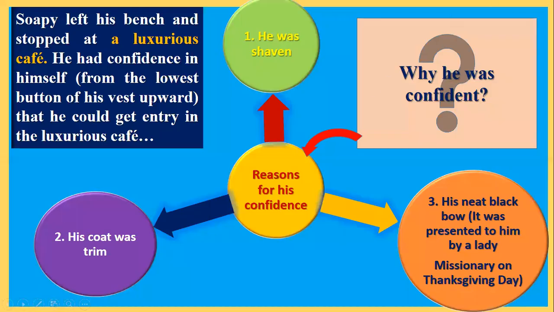Soapy left his bench and stopped at a luxurious cafe. He had confidence in himself, from the lowest button of his vest upward, that he could get entry into the luxurious cafe. Obviously, he had no shelter at all, and a bench in a garden was his house. He wanted to consume some food, and therefore he stopped at a luxurious cafe. Actually, it was a cafe for rich people, but he was confident in himself that he could get entry into the restaurant.